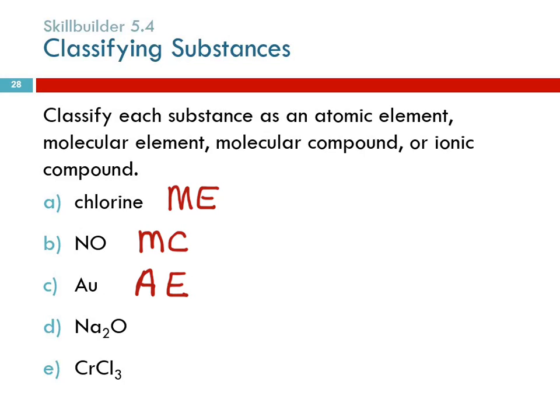Na2O. Well, it's a compound, right? Because we got 2 elements here. What kind of an element is sodium? Metal or nonmetal? It's a metal. If there's a metal in there, the first one's a metal, it's ionic. So this is IC, ionic compound. CrCl3. It's got chromium and chlorine in it. Chromium is a metal or a nonmetal? It's a metal. So this must be an ionic compound.